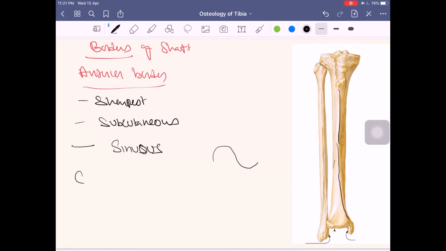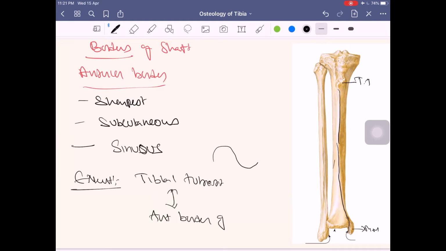So this is sinuous, in quotes, and the extent of this border: above, it is the tibial tuberosity. You can see it starts from the tibial tuberosity, and it goes down all the way, and here it is the medial malleolus. So for the medial malleolus, it becomes the anterior border. It becomes the anterior border of the medial malleolus. So this is your anterior border.